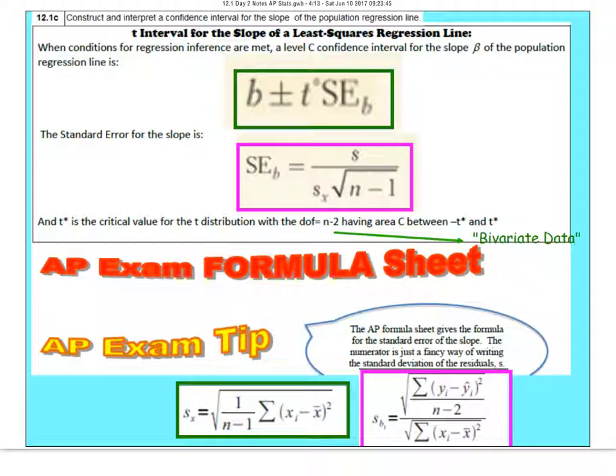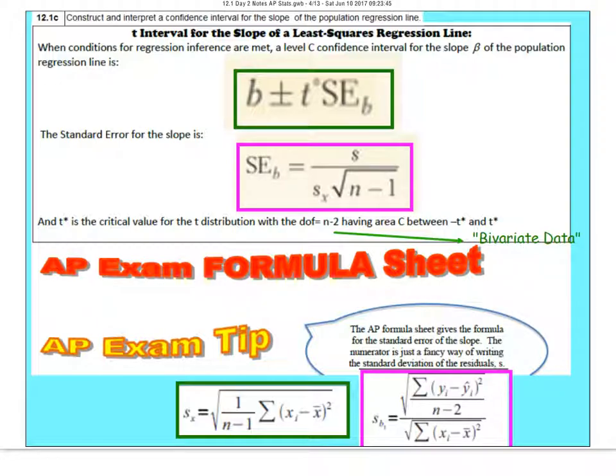Here's the calculation. You're going to take the actual estimated slope from your sample. So remember, lowercase means from your statistics. So this is the sample slope plus or minus your t critical value, and then we're going to multiply it by the standard error of the slope that we just looked at in the previous lesson. And remember, the standard error of the slope is on the formula sheet.